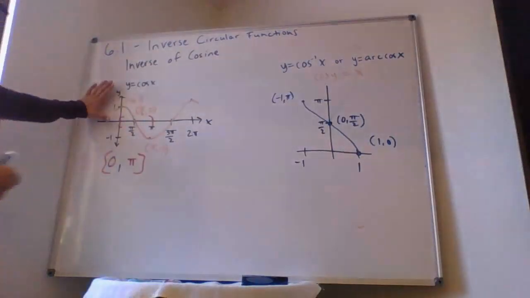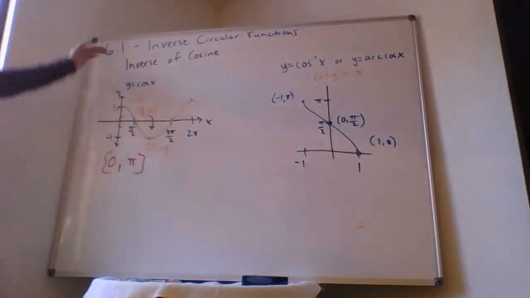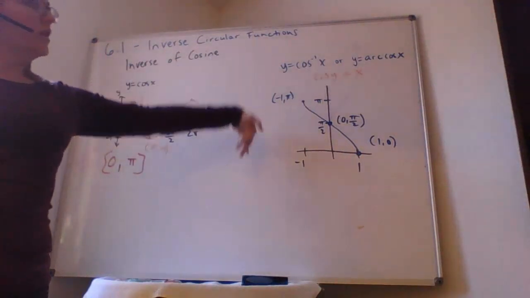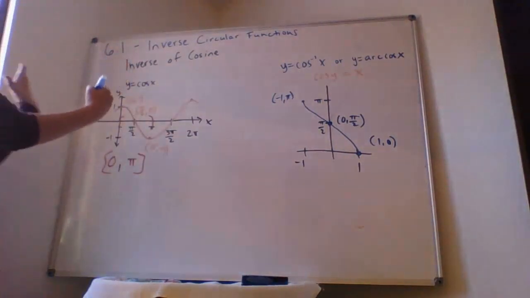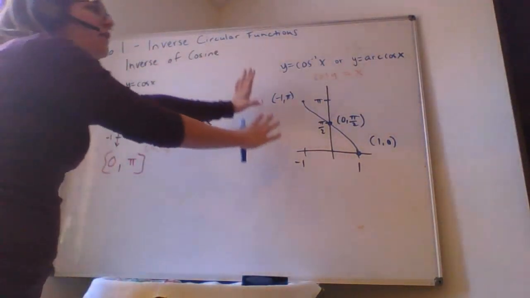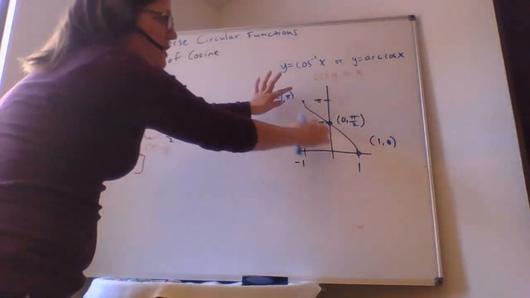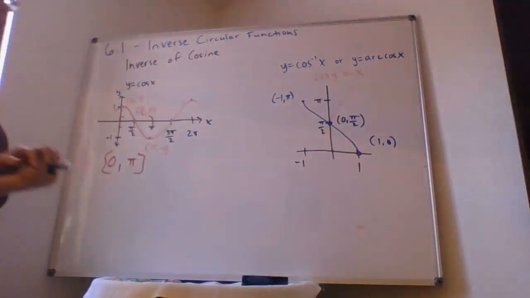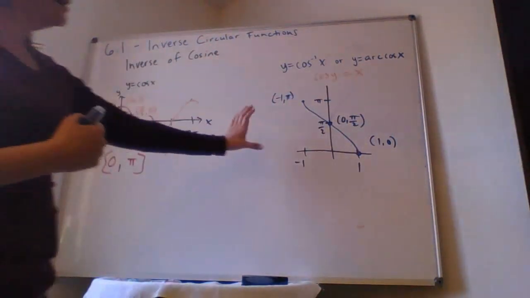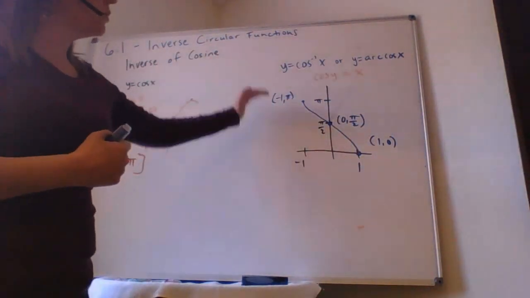Our regular function, y equals cosine x, continues on forever and ever. However, we have to restrict its domain to be able to find the inverse. Then when we go to graph the inverse, we are just restricted to this region right here. So our range is limited to 0 to pi.